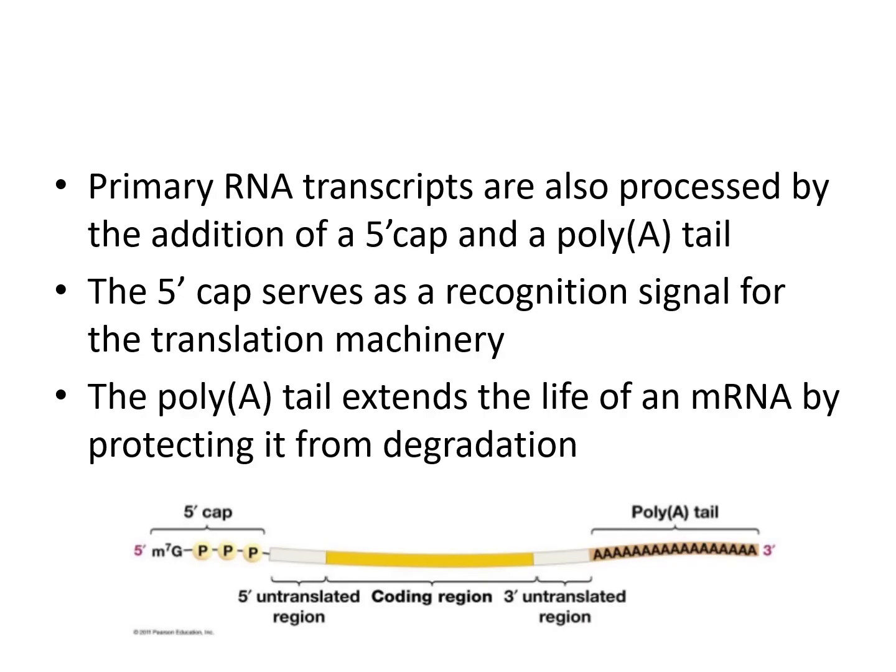Finally, the RNA transcripts will be processed by the addition of the 5' cap and the poly A tail, the adenine tail. The 5' cap serves as the recognition signal for the translation machinery, whereas the poly A tail will extend the life of the mRNA by protecting it from degradation. Otherwise, RNA sequences are very unstable.